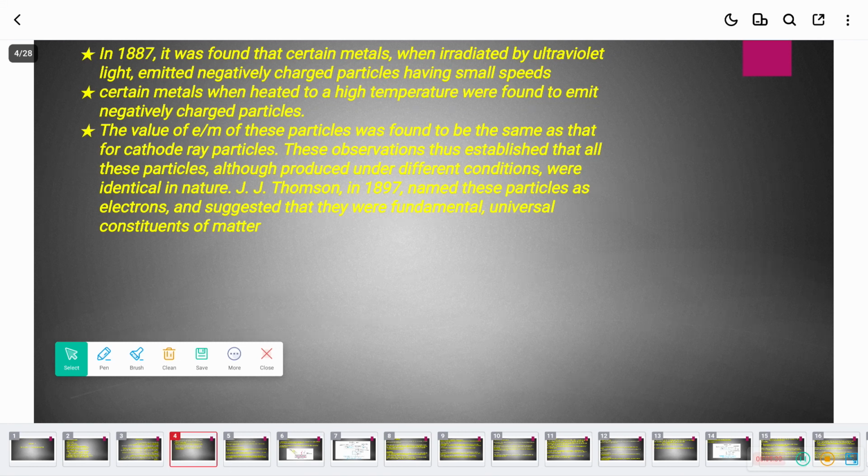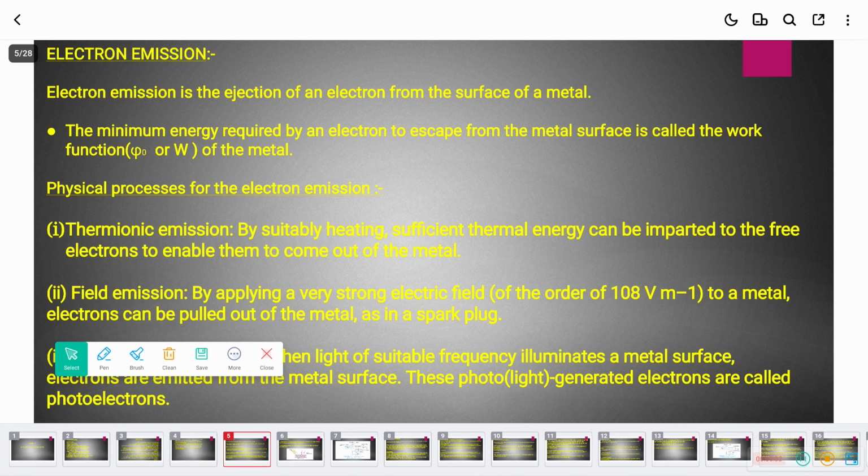Now next, electron emission. There are three processes of electron emission. Electron emission is the ejection of an electron from the surface of a metal. I told you, if it is a metal and one electron comes out, that ejection of an electron from a metal is called electron emission. There are three processes. You read this one.